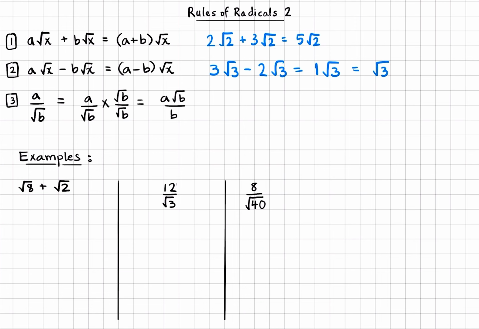Now the last rule is a little tricky, but it basically says if you have a fraction where the denominator, as in the number in the bottom part, is a square root, there's a way to get rid of that. And the way to do it is that you multiply this fraction by another fraction. The other fraction is going to be the square root in both the numerator and denominator.